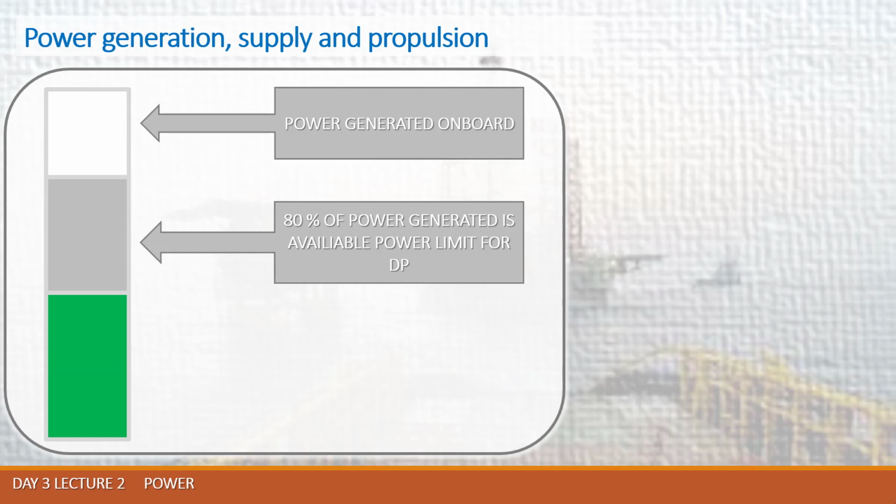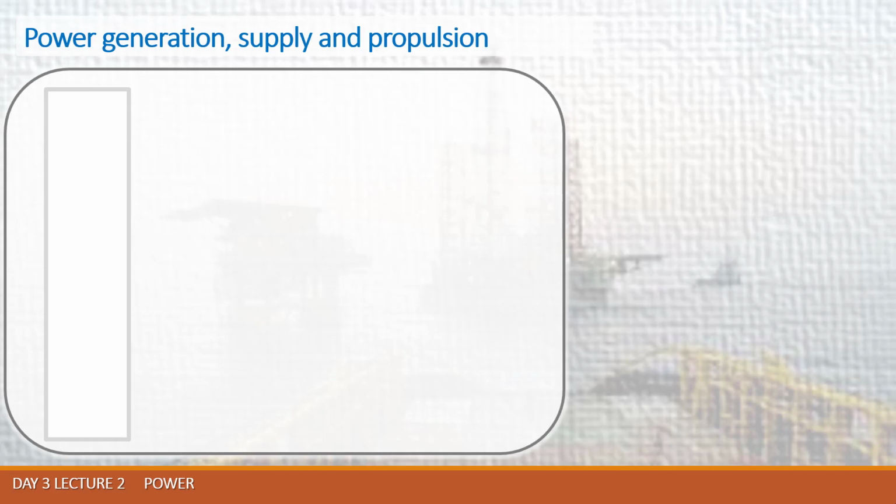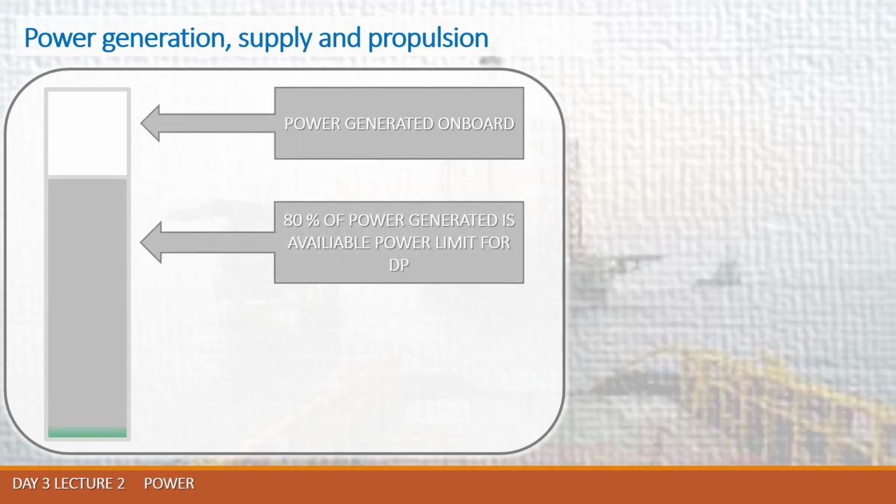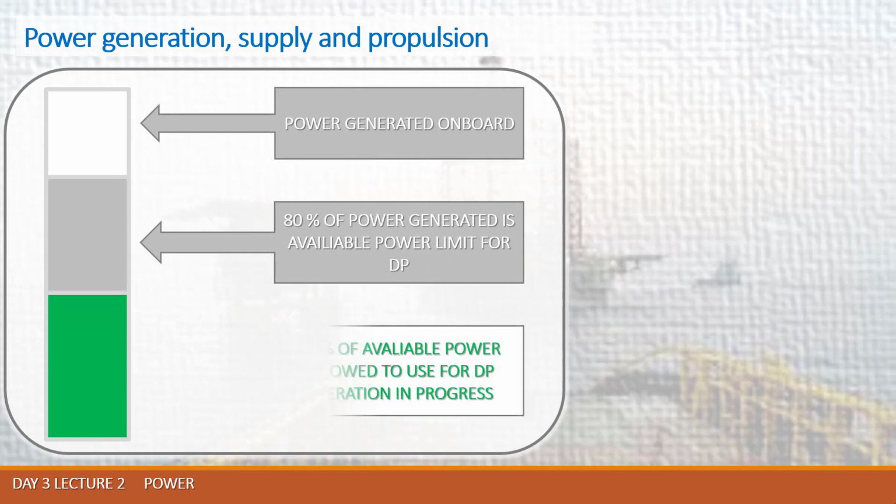For the purposes of safety, DP operations should not be carried out when power demand exceeds 80% of power available, or when output from any individual thruster exceeds 80% of its maximum thrust.